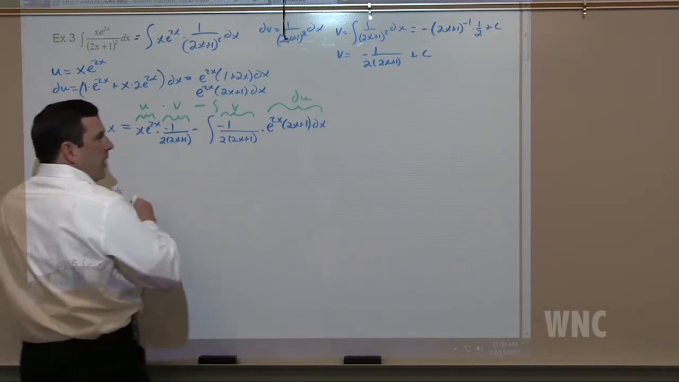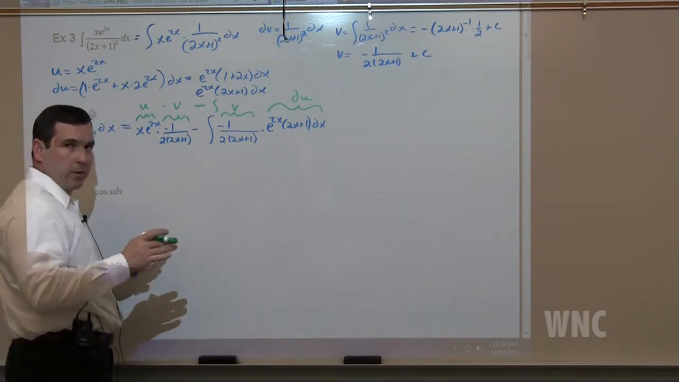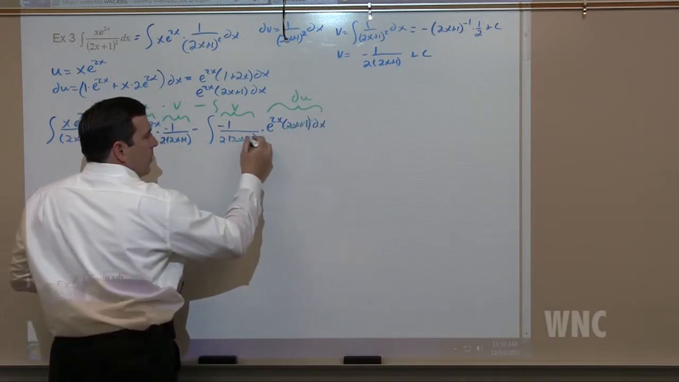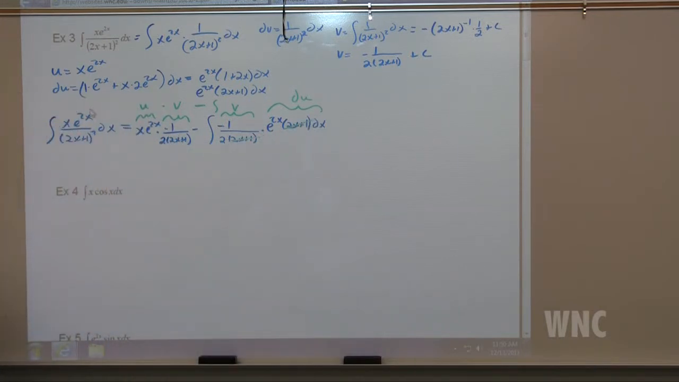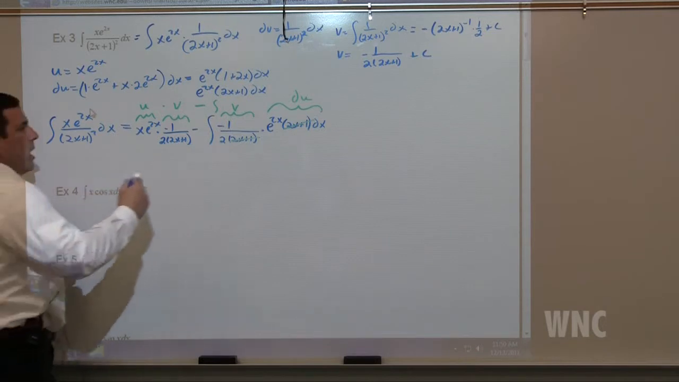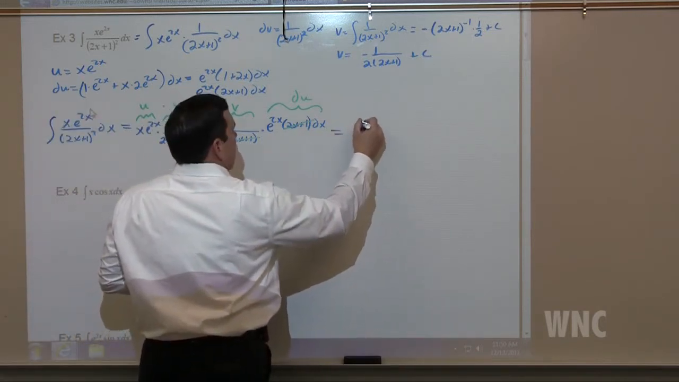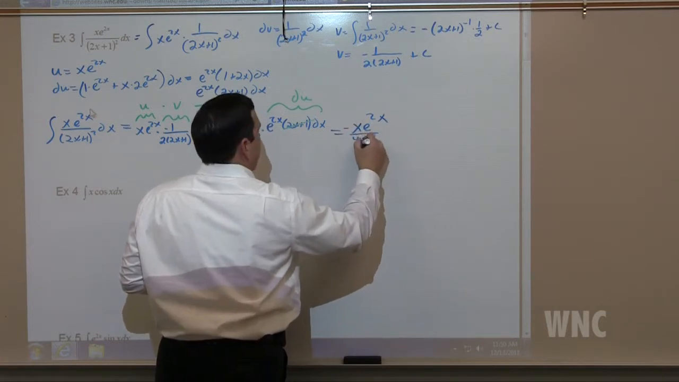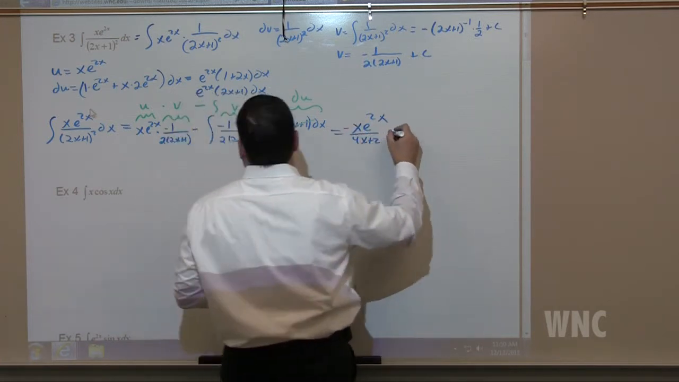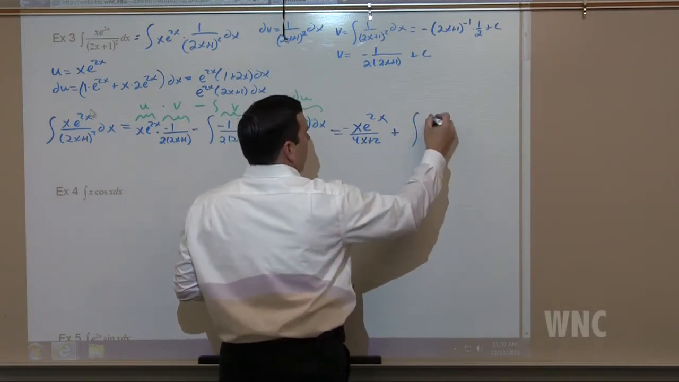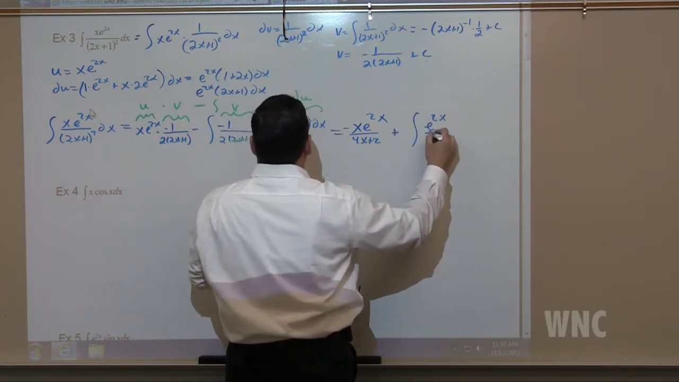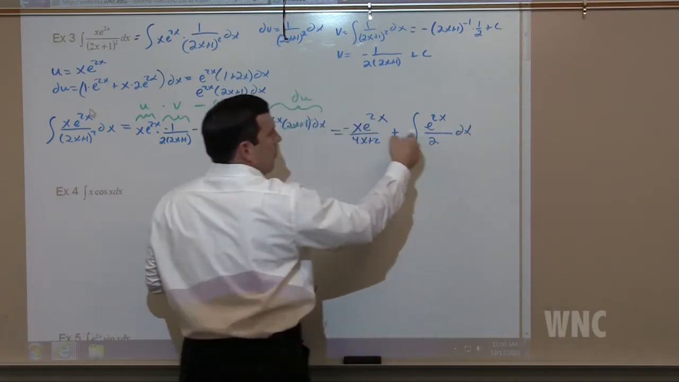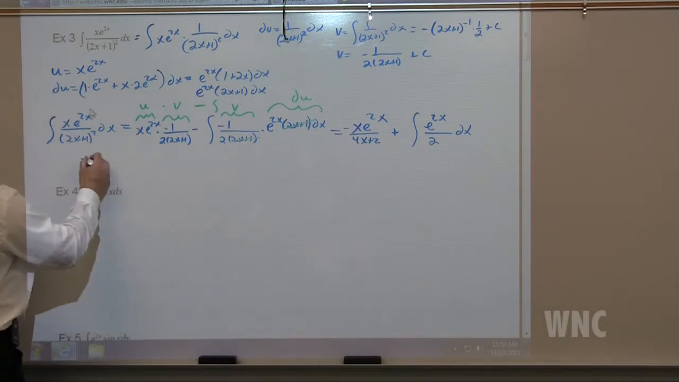Now this will simplify a little bit. Watch this. Ready for this? Kind of cool. E to the 2x plus 1 will divide by the 2x plus 1 down below. So now we have, it's a little nicer, negative x e to the 2x over 4x plus 2 plus the integral of e to the 2x over 2 dx. And you could have pulled the 2 out if you wanted, which will give us a final result.